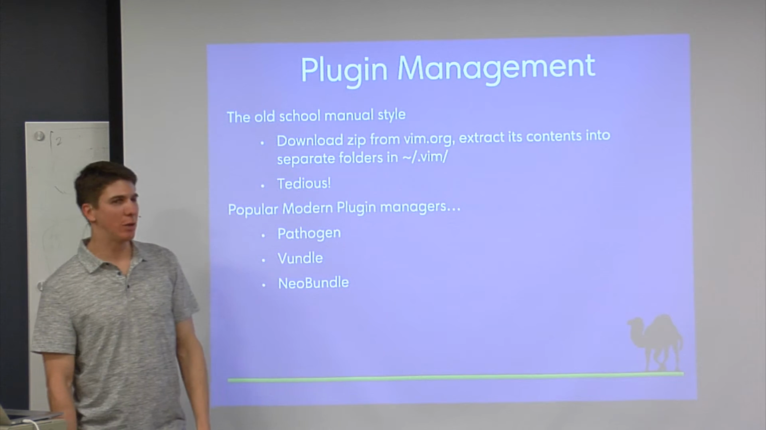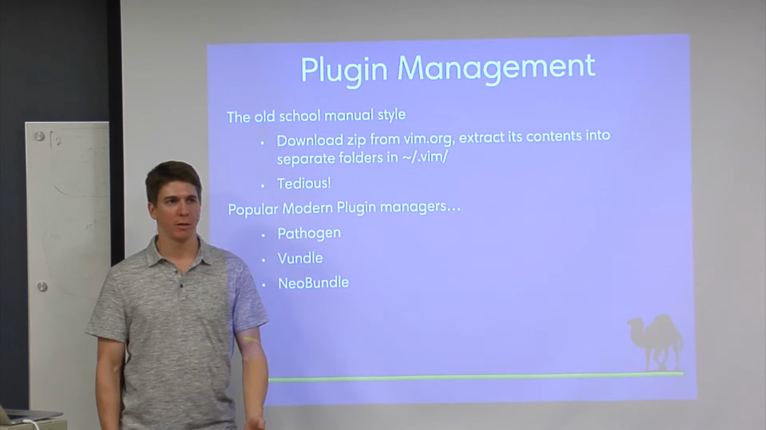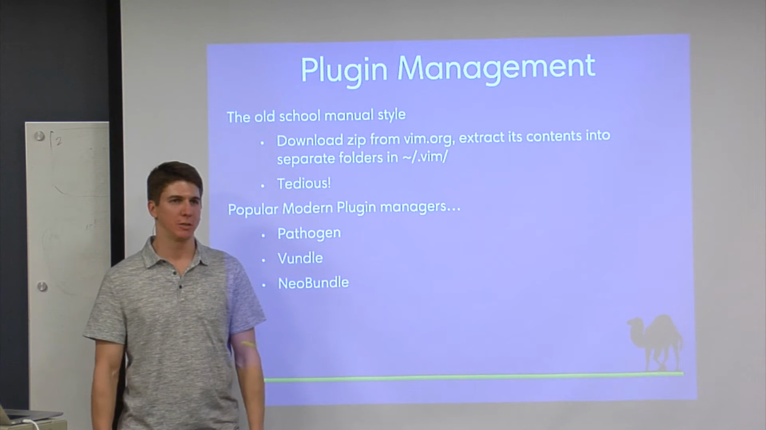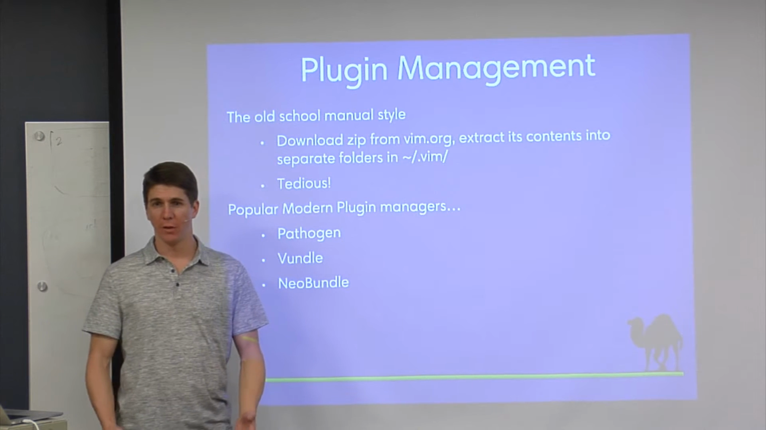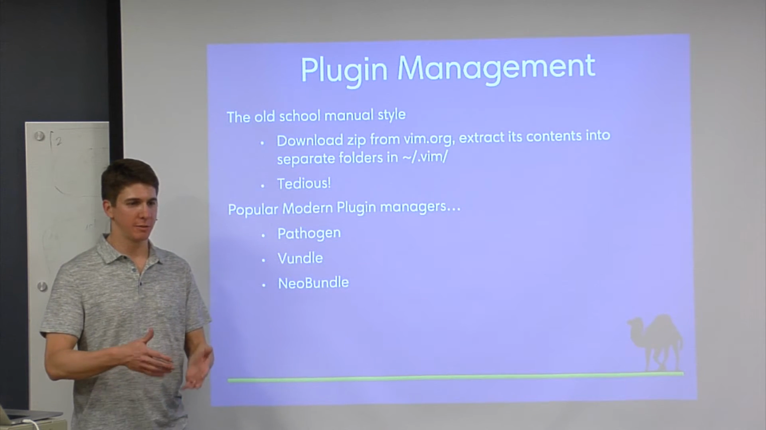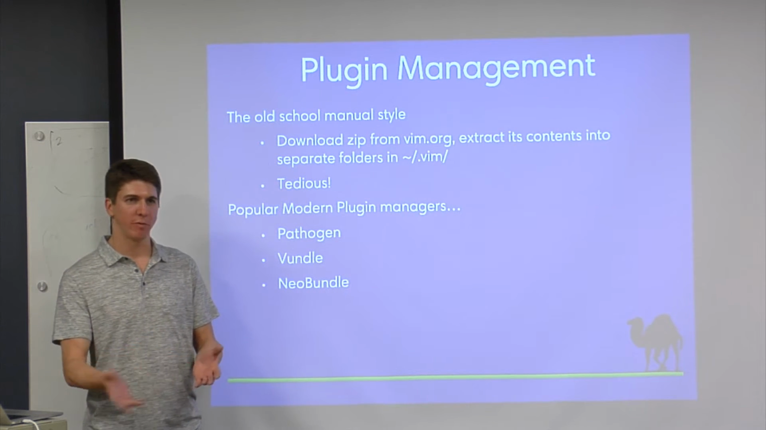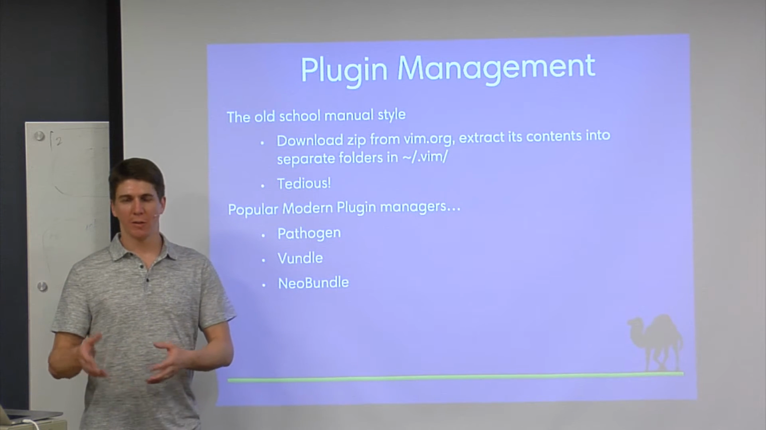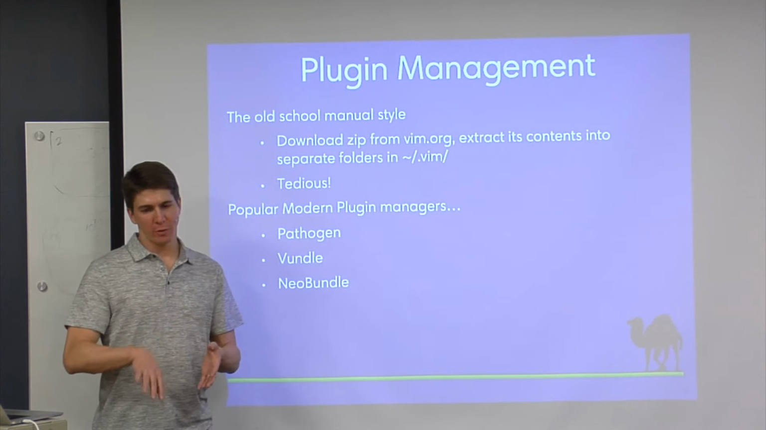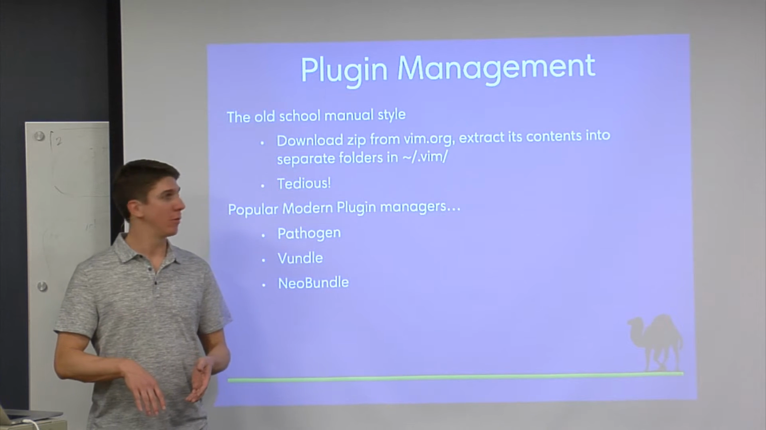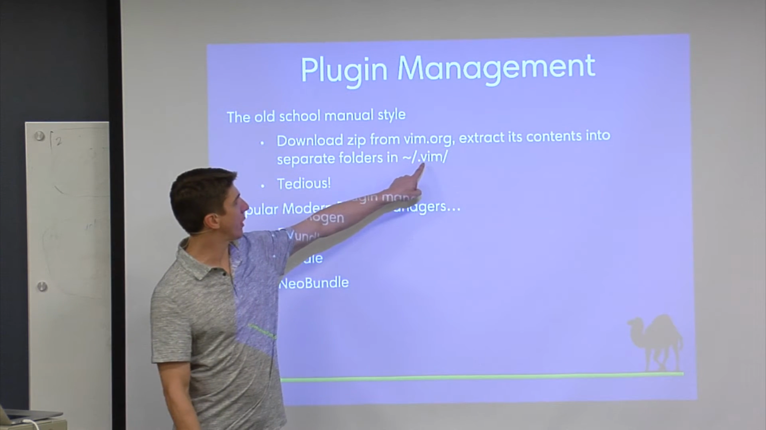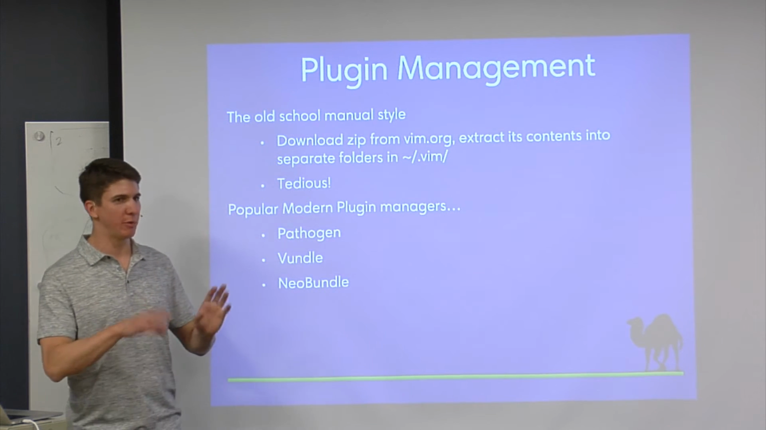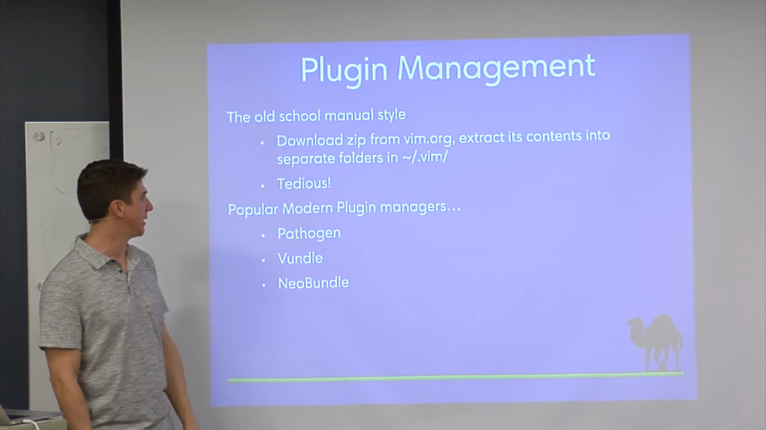The old school manual style was you'd go to vim.org, they have tons and tons of plugins. You download one, it's a zip file. You unzip the file, it's a directory. In that directory, there's probably 5 or more directories. You'd have to take that and move all those files into the 5 directories in what's called a .vim folder in your home directory, and then everything will be fine, and then you move on. But it's just time-consuming and tedious.